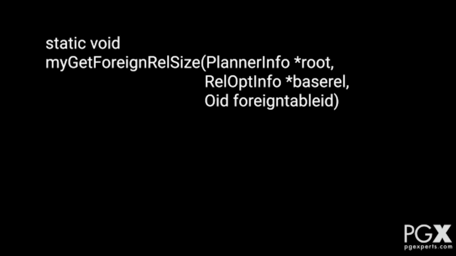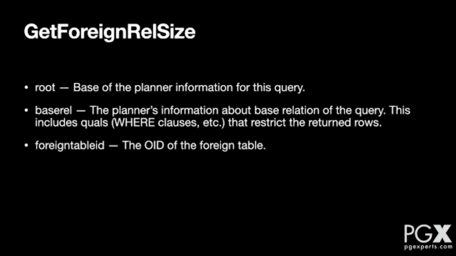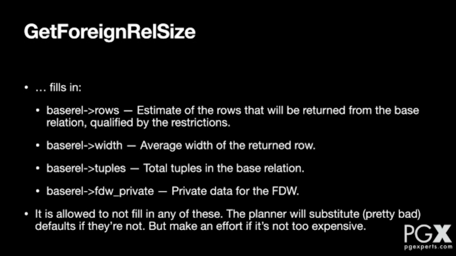The signature of it looks like this. You get the planner info, the base rel, and the OID of the foreign table. So what these are is the base of the planner information for this query. From that, you can look inside of it and say, okay, they're calling this table. You can also get it from there. And these are the predicates I'm going to use. So if there's a where i equals 5, it will appear inside there. And this is what it expects to get back.